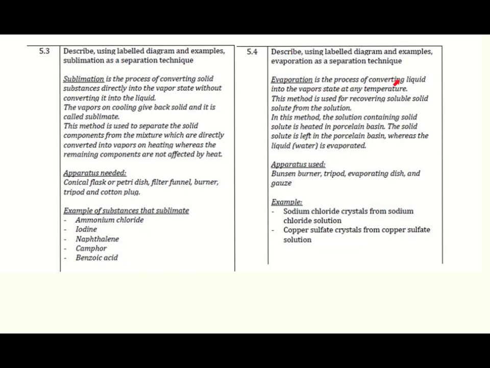Another method of separation is evaporation. Evaporation is converting liquid to vapor at any temperature when you heat the liquid. Here in this method, when you evaporate, the solid solute will be left behind in the evaporating basin and the liquid will evaporate. The apparatus needed: Bunsen burner, tripod, evaporating dish, and gauze. So it's very simple. You just need to heat the mixture. Water will evaporate and the soluble solid is going to precipitate here. And we call this method evaporation.